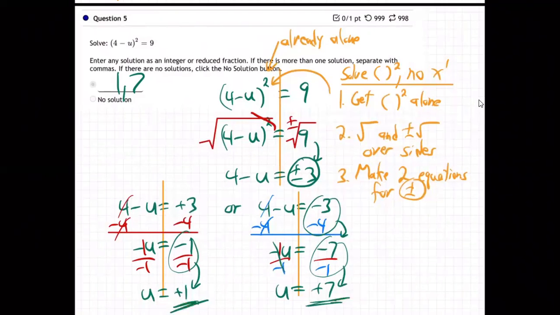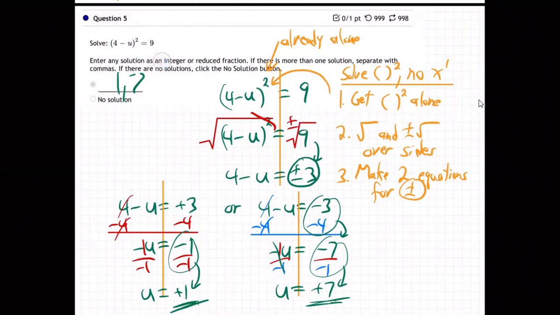By the way, can you see those answers are really right? Let me show you that. We're saying if we put in a 1 for U, that makes the equation true. You can see that, can't you? What would that be? 4 minus 1 squared is 9. Yeah, 3 squared indeed is 9. See how 1 works? See how 1 really makes the equation true?